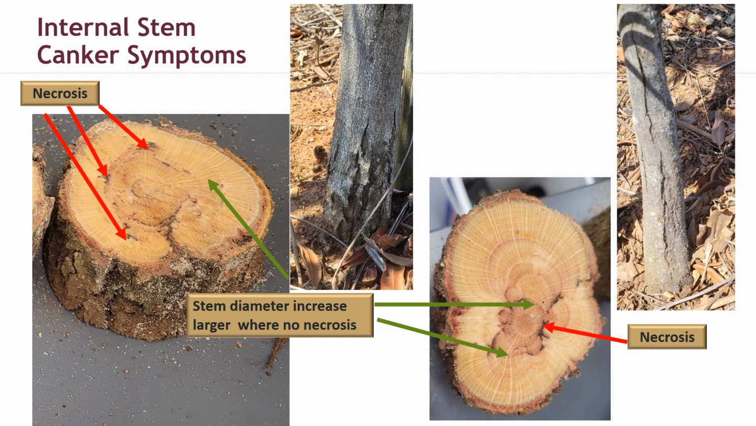In this case, as you can see, that was actually effective, but unfortunately that destruction of the host cells causes a reduction in the increase in stem diameter. You can clearly see on both cross sections that in areas where you don't see necrosis, the tree was effectively expanding in trunk diameter. The limitation of expansion in trunk diameter and tree growth will ultimately affect yield.